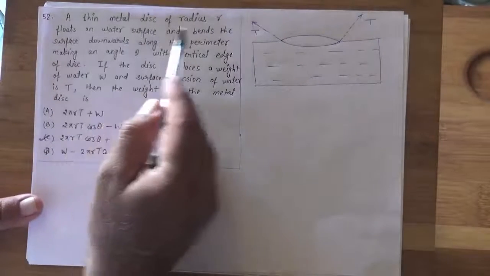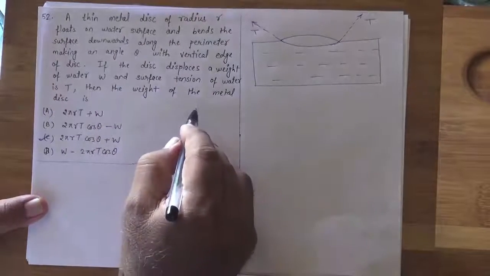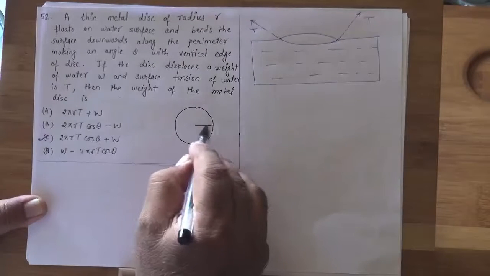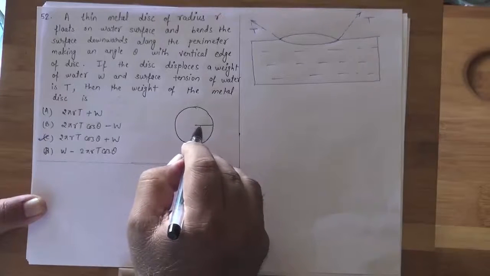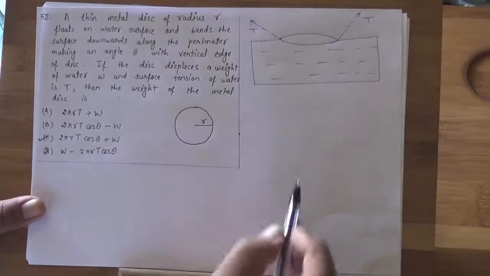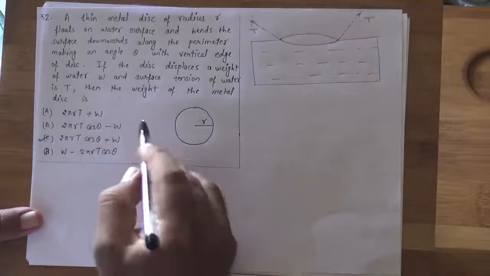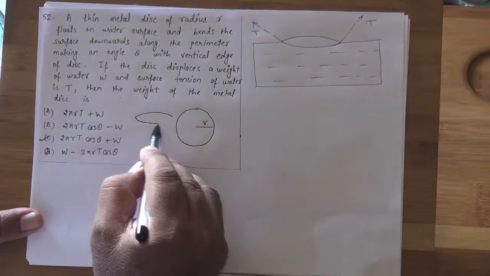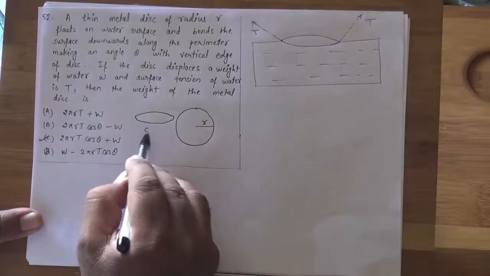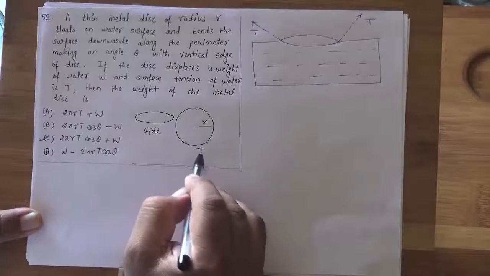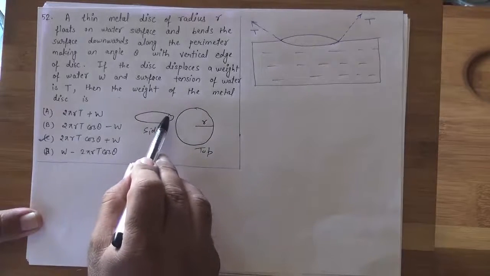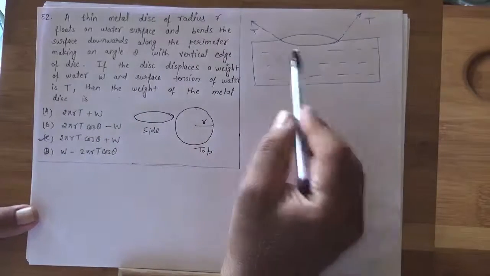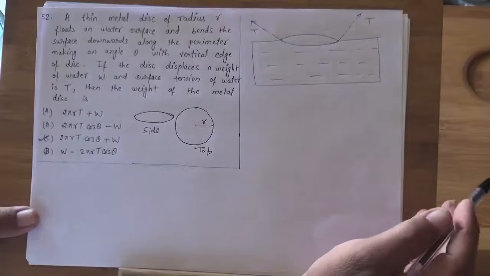A thin metal disk of radius R. ये एक मेटल डिस्क है और इसका रेडियस है R। ये हम इसको ऊपर से देख रहे हैं। अगर हम इसको साइड से देखेंगे तो ये इस तरह की डिस्क हो सकती है, ये साइड व्यू है और ये टॉप व्यू है। जब हम इसको पानी में फ्लैट स्विम कराने लगते हैं, तो ये अंदर डूबती नहीं है। क्यों नहीं डूबती है?